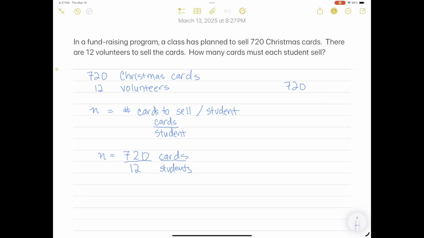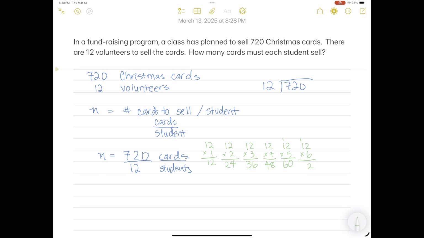I write that equation on the side, giving myself plenty of space to do work. I start by writing down the multiples of my divisor, 12. So 12 times 1 equals 12. 12 times 2 equals 24. 12 times 3 equals 36. 12 times 4 equals 48. 12 times 5 equals 60. 12 times 6 equals 72.